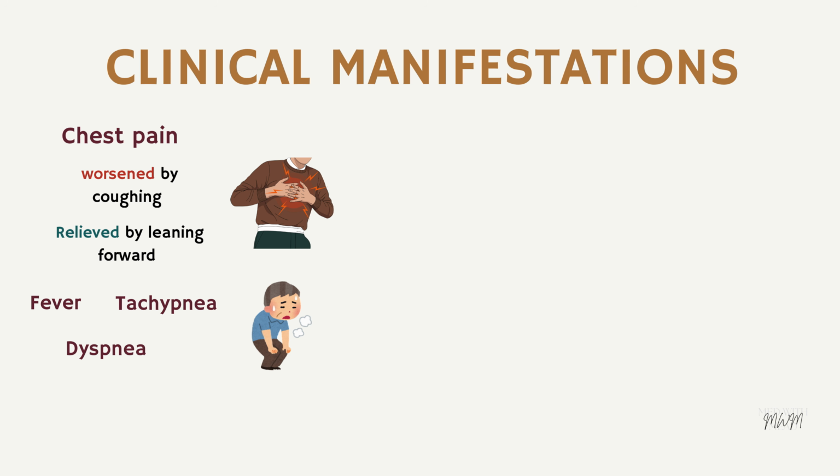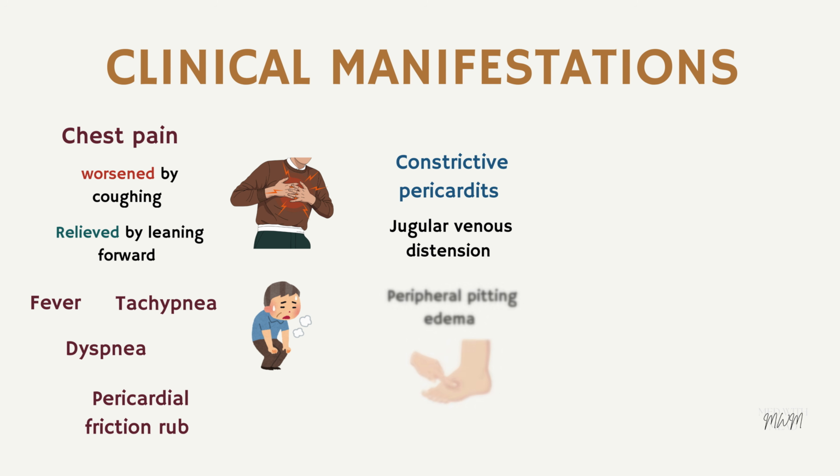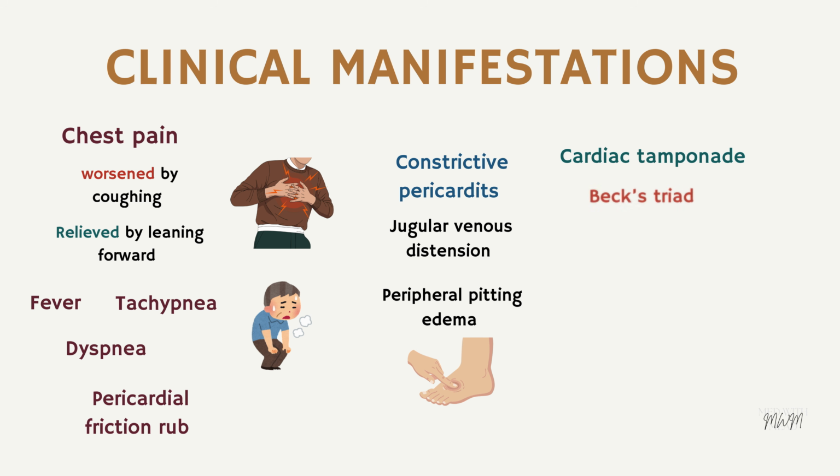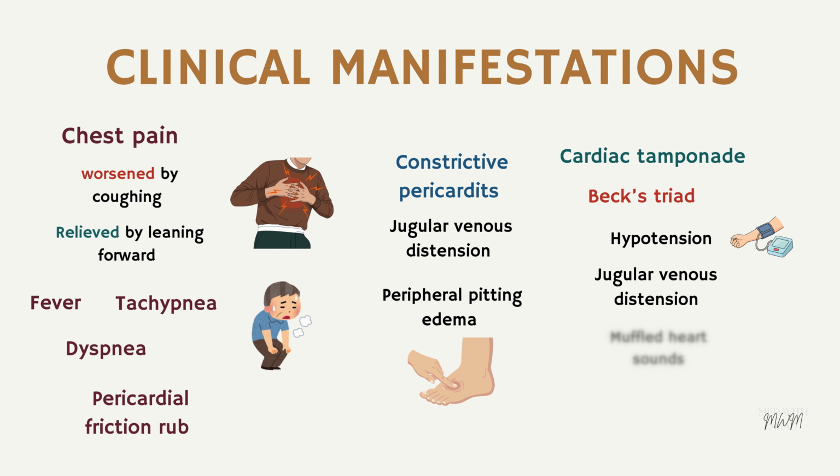On examination, the classic finding is a pericardial friction rub. If constrictive pericarditis develops, patients can show signs of right-sided heart failure, such as jugular venous distension and peripheral pitting edema. And if cardiac tamponade occurs, remember Beck's triad, which is hypotension, jugular venous distension, and muffled heart sounds.